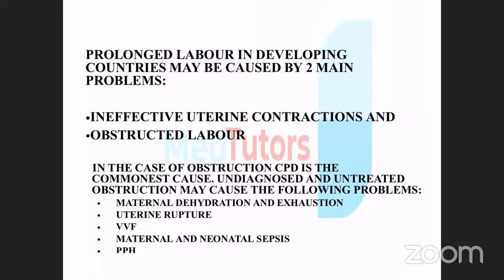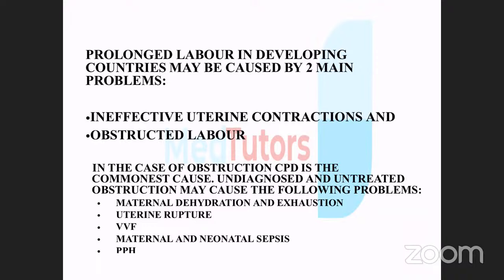Now, it is said that prolonged labor in developing countries usually is a result of two problems. One, ineffective uterine contractions, and two, obstructed labor. When you talk about labor, it's a relationship of three factors. They are called the three P's: the power, the passenger, and the passage. The power is the uterine contractions. The passenger is the fetus. The passage is the pelvis.